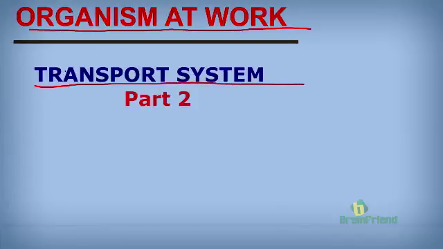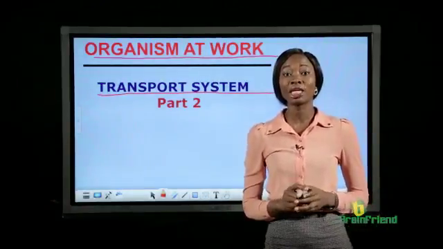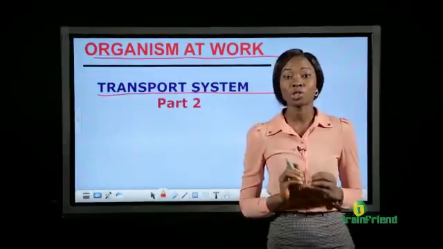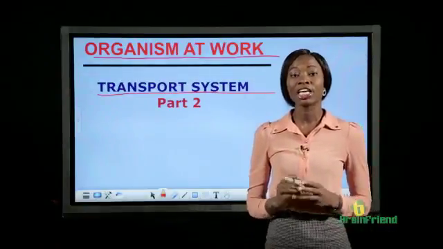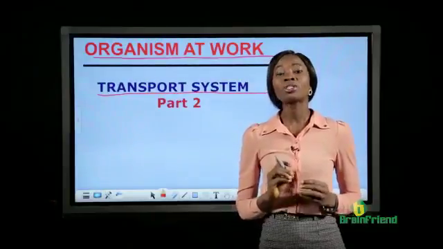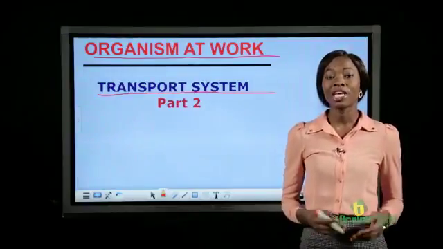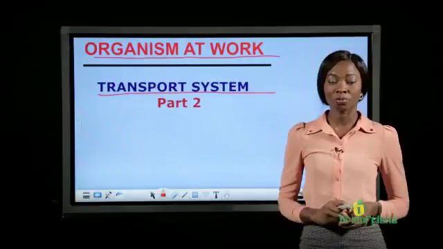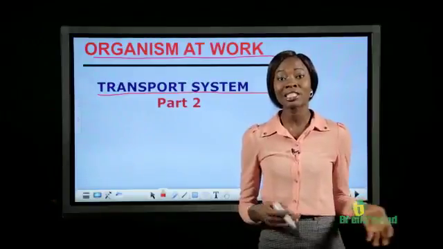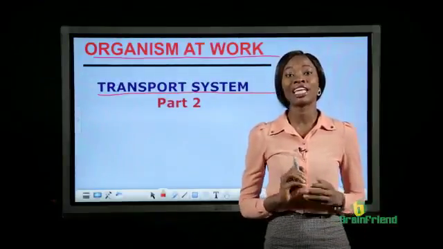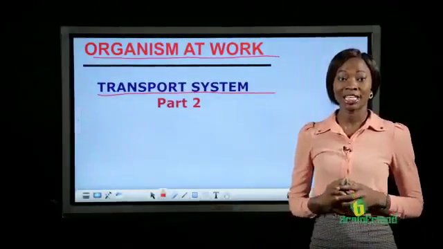In the first part of this lesson, we learned that different substances are moved about in the bodies of living organisms, and the system responsible for transporting these substances from one place to another within the bodies of living organisms is known as the transport system. We also learned that in small unicellular organisms, such as amoeba and paramecium, diffusion is an efficient means of transport. But where large and complex organisms are concerned, such as plants and animals, diffusion alone is not an efficient means of transport. For such organisms, they use the mass flow transport system.